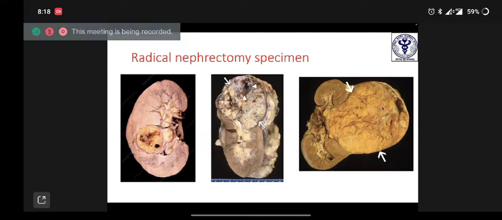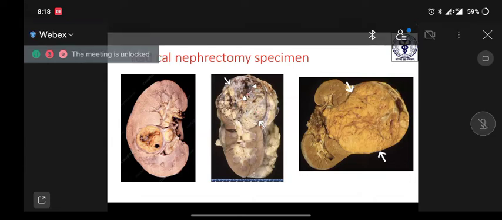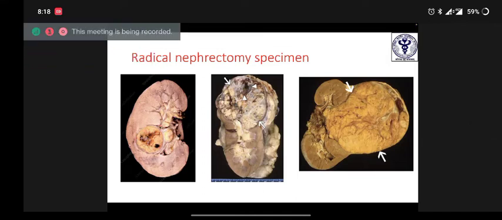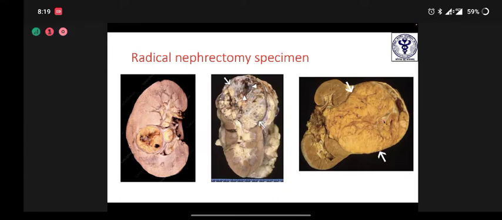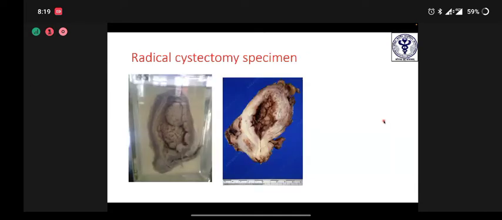What is the location of the tumor? Yes, it's one of the poles. Whether this is including the hilum? Answer is no. Can you go for partial nephrectomy in this specimen? Probably again the answer will be no for all the three, given the size as well as location. So these are some of the questions you should be ready for.